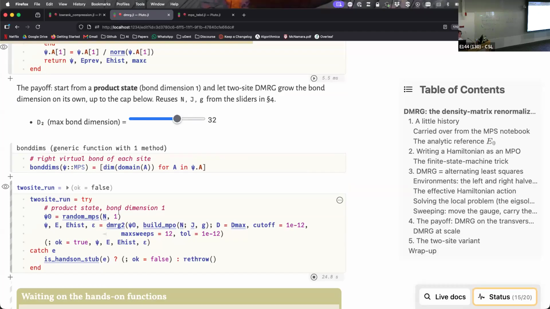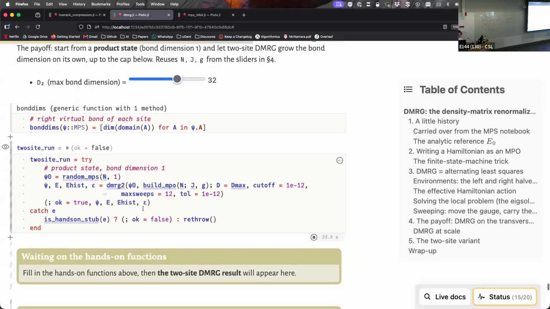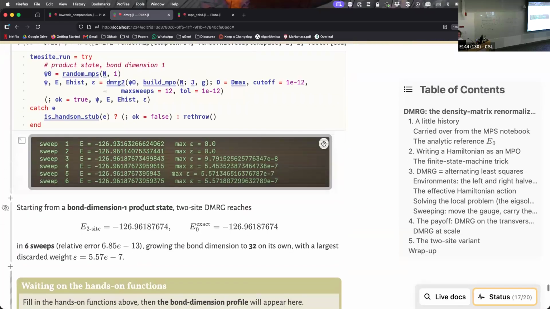What's interesting to note here is that actually most of the waiting time is just Julia compiling this function because it's appeared for the first time. And then the second time it will be a lot faster. I hope. There we go.